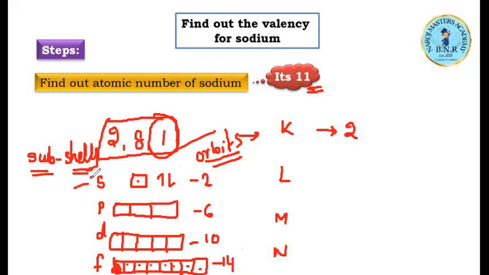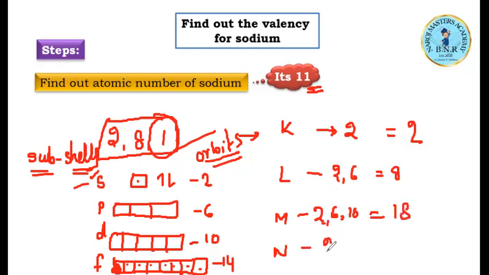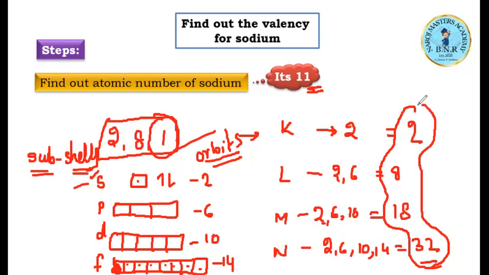Now, S is present only in K. In L, S and P give 2 plus 6, which equals 8. In K, only 2. In M, 2, 6, 10 equals 18. In N, 2, 6, 10, 14 equals 32. This is the maximum number of electrons present in each main shell. Very important.